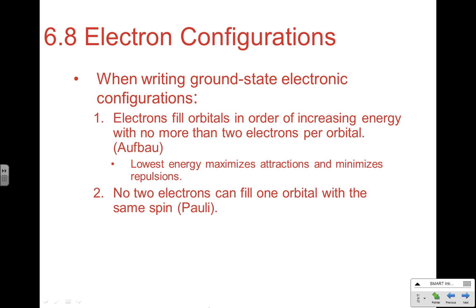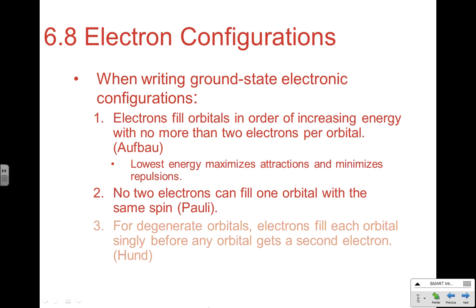The second fundamental principle with electron configurations is that no 2 electrons in one orbital can have the same spin. This is the Pauli exclusion principle. The second electron has to be different in some way, shape, or form. All 3 other quantum numbers are the same because it's in the same orbital. That must mean the spin must be different.